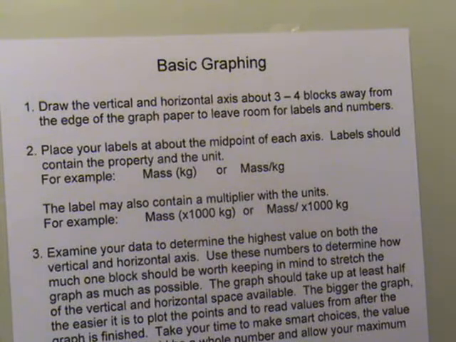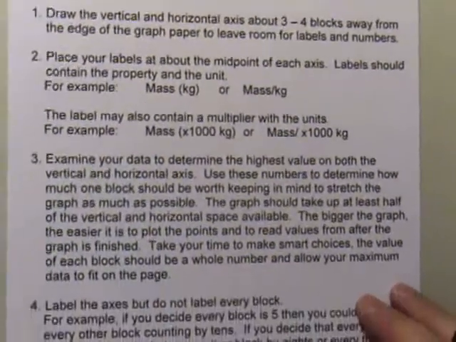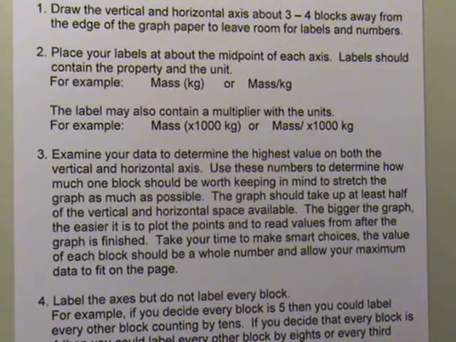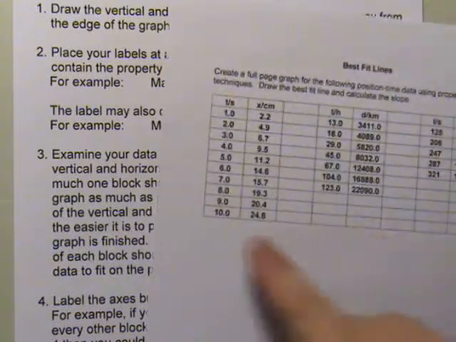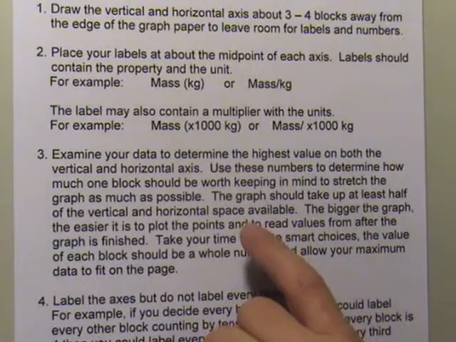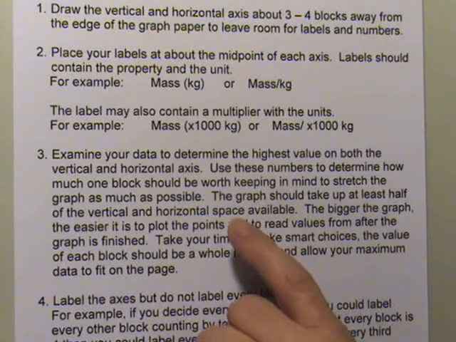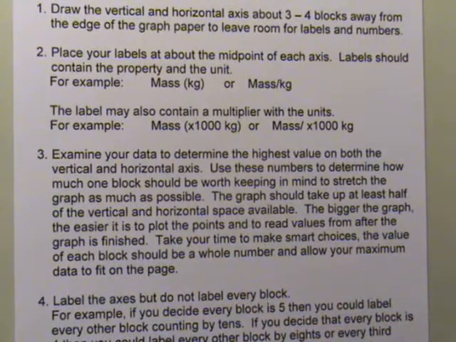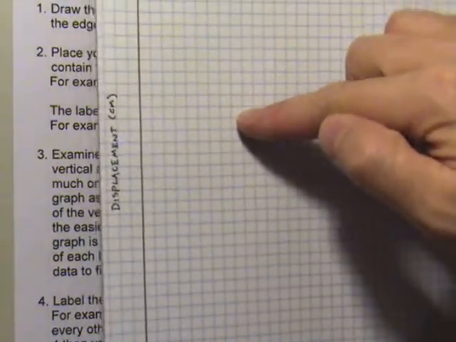Okay, those steps are pretty easy. The next step is to determine what the value of one block is going to be. And that can be a little bit tricky. So, for example, you want to look at the highest data point that you have. And on my data, I had 10 for my highest on the horizontal axis and 24.6 on the vertical axis. So you want to figure out how much one block is going to be worth, keeping in mind that you want this graph to take up at least half of the available space, both vertically and horizontally. So in the vertical direction, I want to make sure that I get at least to about here, the midpoint.